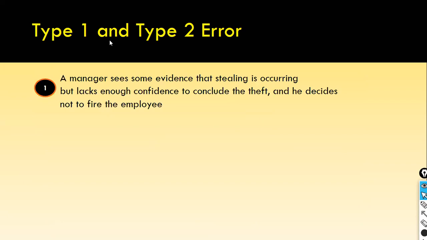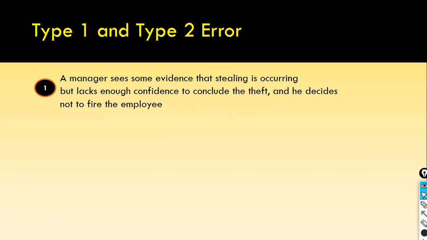Next example: a manager sees some evidence that stealing is occurring, but lacks enough evidence to conclude the theft, and he decides not to fire the employee. The null hypothesis is that the employee is not stealing. But the manager has seen some evidence. But as per the rule, null hypothesis, you are just thinking that the person is not stealing, a good person. Alternative is no, he is stealing.